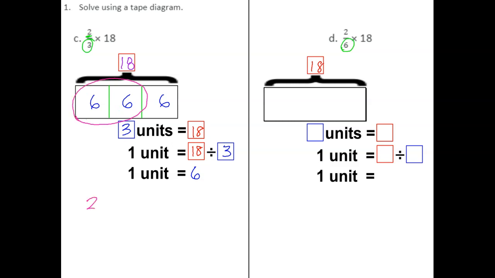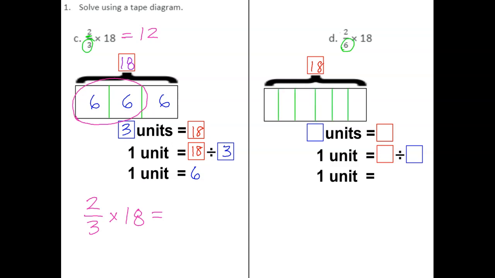So that means 2/3 of 18 is going to be equal to 1/3 plus 1/3, or 1/3 times 2. So our answer would be 12 for this top part here. 1 unit is still equal to 6, but they're asking me for 2 out of 3. So keep that in mind. It's no longer a unit fraction in C and D.